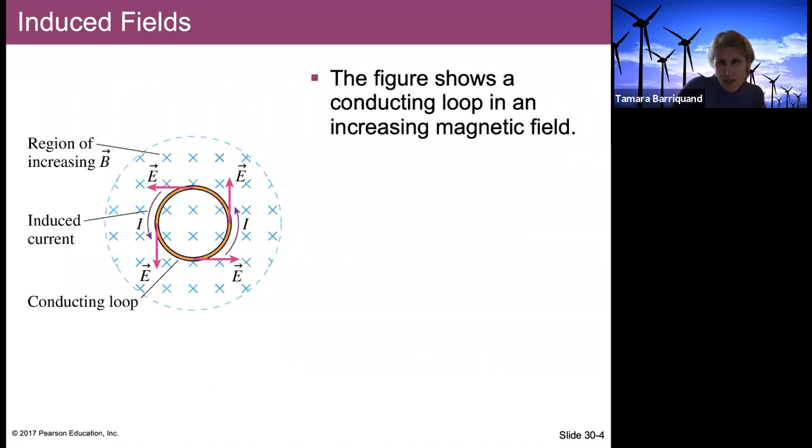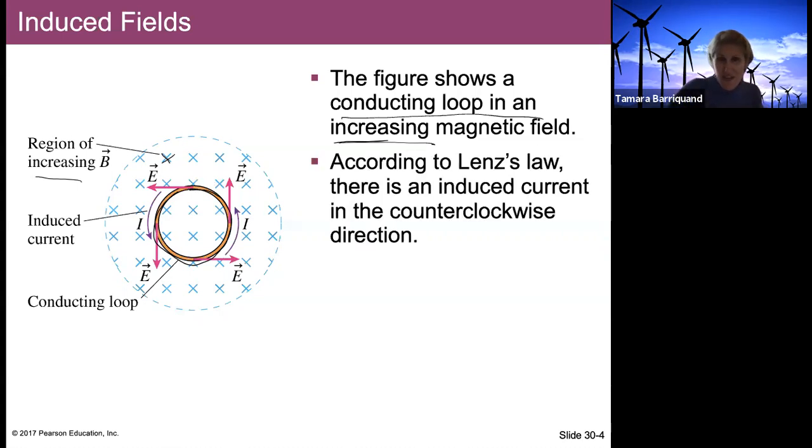So here we're going to start by looking at this figure that shows a conducting loop in an increasing magnetic field. We see that we have the magnetic field. The X's are telling us we're seeing the feathers of our arrows. It's going into the screen, and it's increasing. So if it's increasing into the screen, then we end up with an induced current around our conducting loop. So we can use Lenz's law.